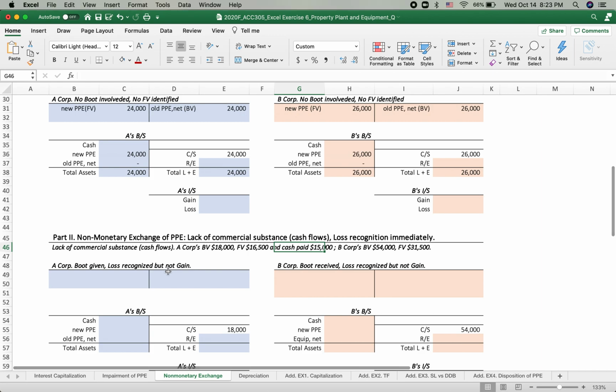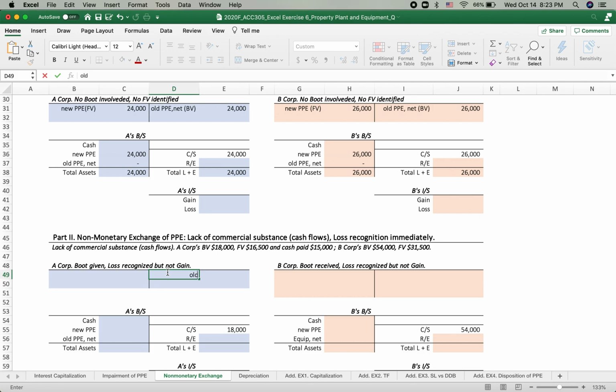Always we should start from the asset the company has had, all the PP&E. That is the book value. How much was that? The book value, the net amount, was 18,000. Right? That was the 18,000 in the A company. So we have to remove this 18,000 book value. Then cash was given to company B. So that is 15,000.